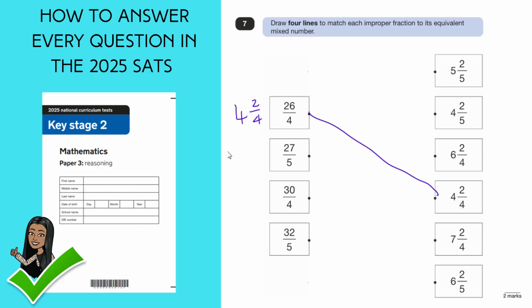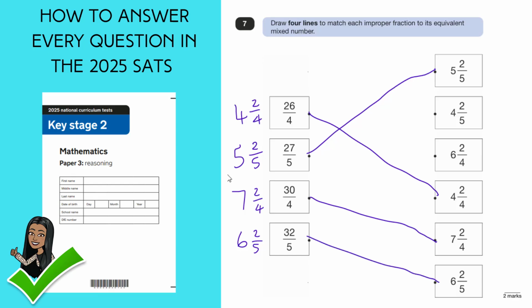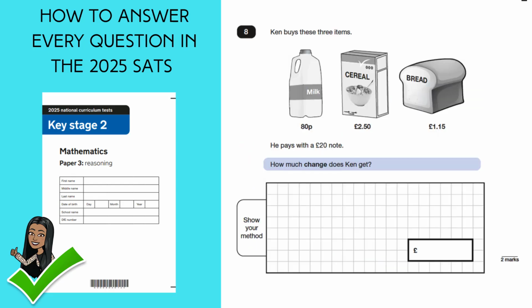27 divided by 5 is 5 with a remainder of 2. And 5 2/5 is up the top there. 30 divided by 4 is 7 with a remainder of 2. Again, that is actually 7 1/2, but 7 2 quarters is written there. 32 divided by 5 is 6 with a remainder of 2. And we have our 6 2/5 there. So that's how I would do it. And then you can see there are 2 that are left over.